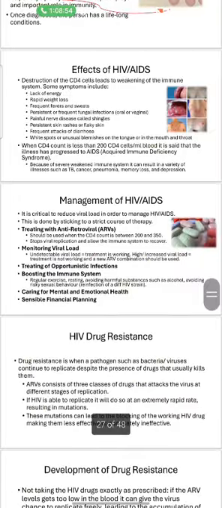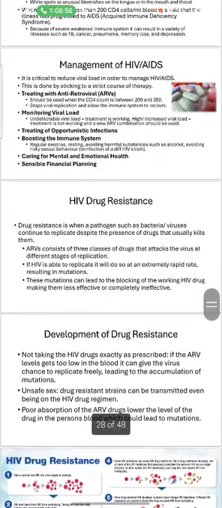And then, management of HIV and AIDS. It's critical to reduce the viral load in order to manage HIV and AIDS. This is done by sticking to a strict course of therapy, so treating with antiretrovirals.